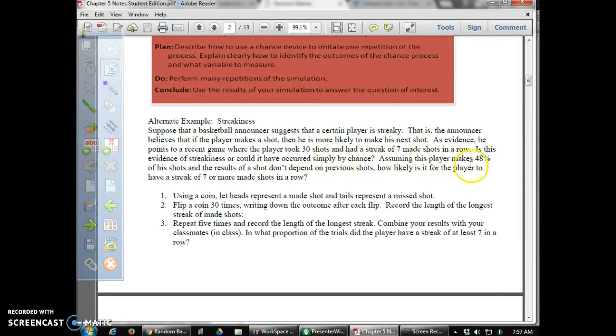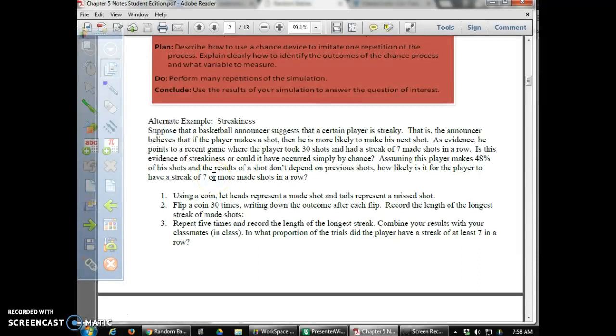Assuming this player makes 48% of his shots and the results of his shots don't depend on previous shots, how likely is it for the player to have a streak of 7 or more made shots in a row? I want you to think about what this question is posing. Basically it's saying if his success rate is 48%, how often, just by chance, would he get 7 or more successes in a row if he is not streaky? I know this is a strange term.